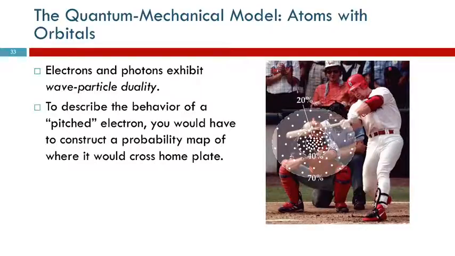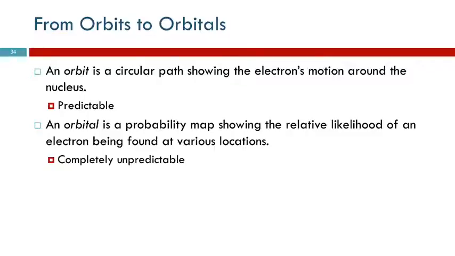So electrons and photons of light exhibit what we call wave-particle duality. They act like a wave sometimes, they act like a particle sometimes, they act like both sometimes. So, the difference between orbits and orbitals. Orbits are easy to understand, orbitals not so much. An orbit, nice circular path of where an electron's traveling, and we can understand that. An orbital is a probability map showing a region of probability, maybe 90% of the time the electron's probably within this region.